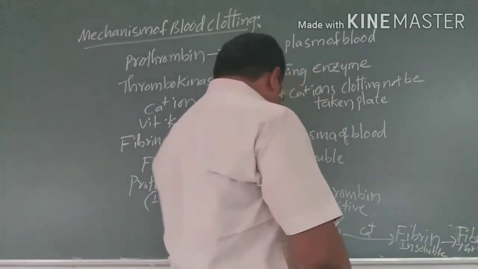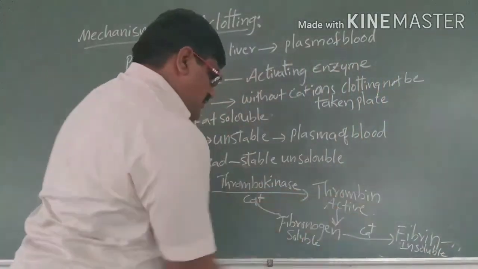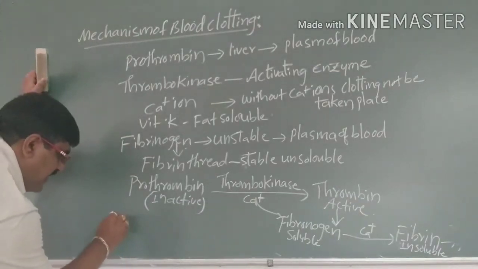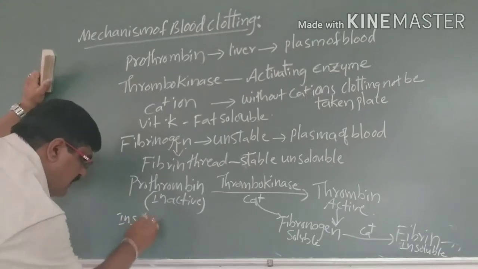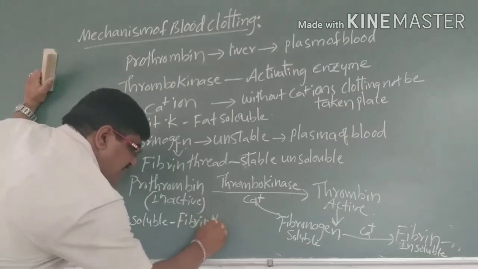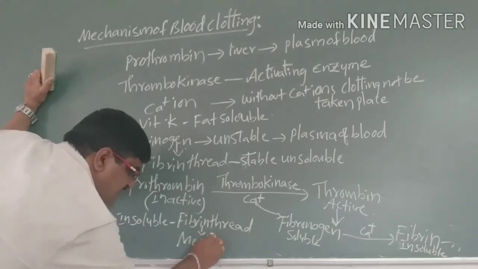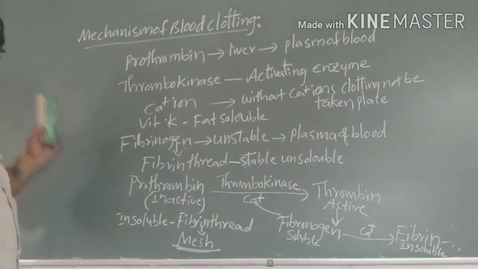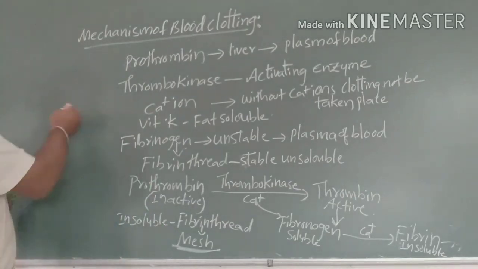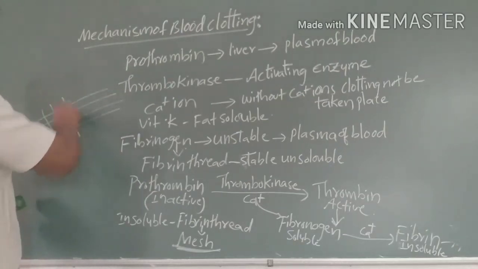That means these will produce the insoluble fibrin threads. These threads will form a mesh-like structure, which is helpful for the clotting of the blood. That means these fibrin threads which are forming will form a mesh-like structure.